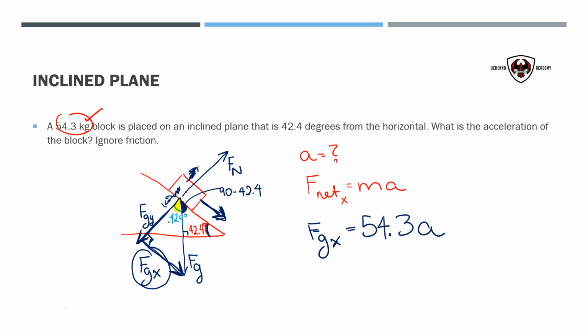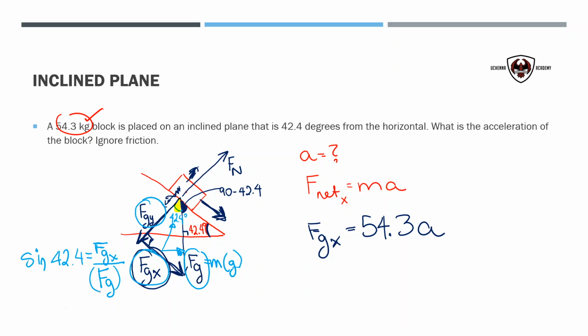If I know that, and I have my right-angle triangle here that I've made up with my gravitational force as well as the gravitational force in the X and Y direction, I've broken it up into components, I can easily figure out what Fg in the X direction is. I can use SOHCAHTOA here. I've got the opposite side, and I know the hypotenuse is my force of gravity overall. So sine of 42.4 degrees is equal to my force of gravity in the X direction divided by my hypotenuse, which is the force of gravity. And force of gravity is mass times g, the acceleration due to gravity.